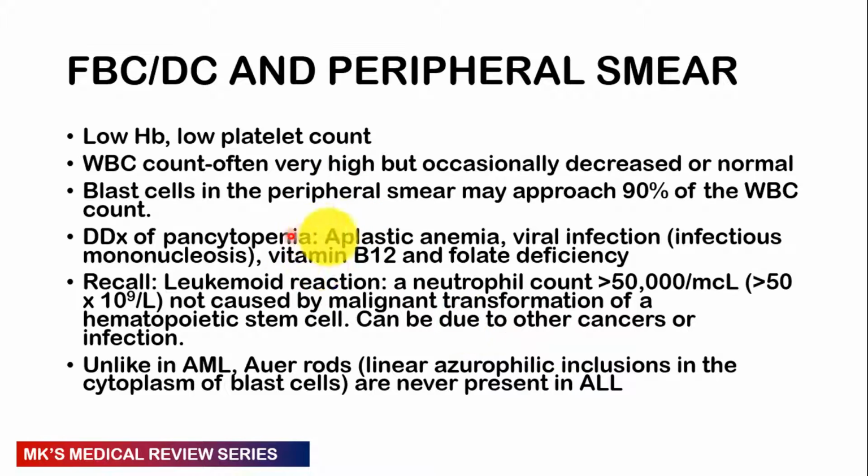And when you actually look at the cells, these blast cells do not have Auer rods. You can think of these kind of like rod-like materials that you see in the cytoplasm. They are scientifically defined as linear azurophilic inclusions in the cytoplasm of blast cells. So you do not have these Auer rods that are present in acute myeloid leukemia. You don't see them in acute lymphoid leukemias.